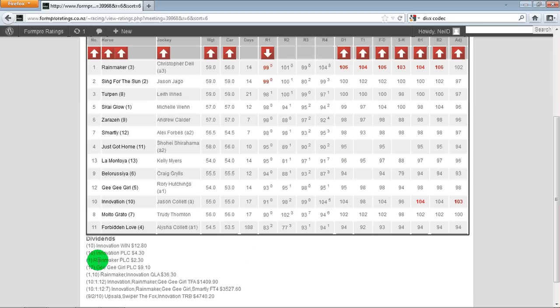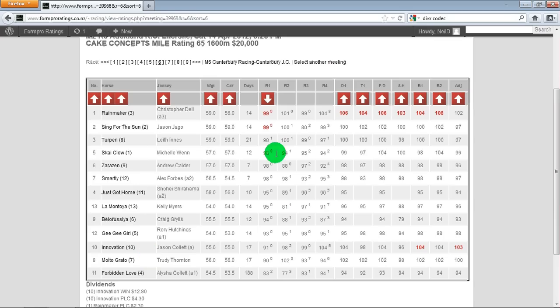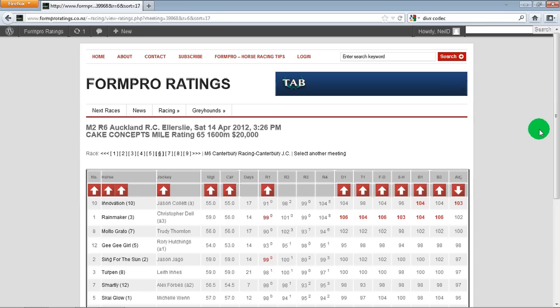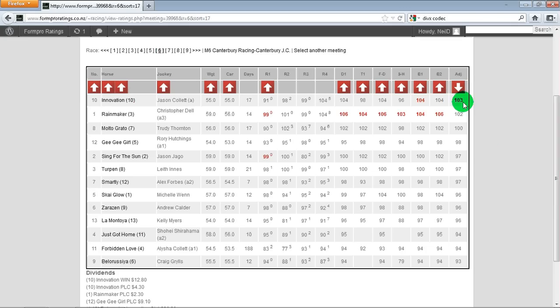And down here we have the result of the race. In this race, number 10, Innovation, won, paying $12.80. Okay. Right. If you want to quickly find out which are the best placed horses in the race, click on that down arrow, and it sorts them straight away into the best rated horse based on its last four starts with the weight adjustment taken off it. So in this case, Innovation, the top rating of 103, and he won paying $12.80. And the second rated horse, Rainmaker, was second at $2.30. Nice result there for the ratings.